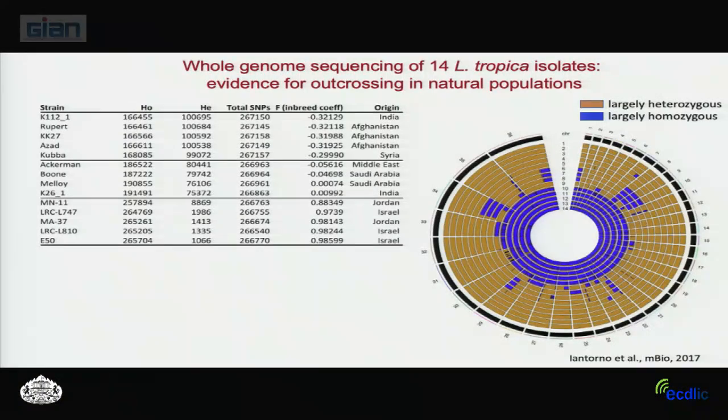Well, just a couple of slides to show that in the real world, natural hybrids do exist. This is Leishmania tropica. If we did whole genome sequencing and looked at the total number of homozygous SNPs and heterozygous SNPs, there were lines that showed a lot of homozygosity. These lines here, a lot of homozygous SNPs, very few heterozygous SNPs. And then there were some that had huge amounts of heterozygosity, suggesting natural outcrossing.